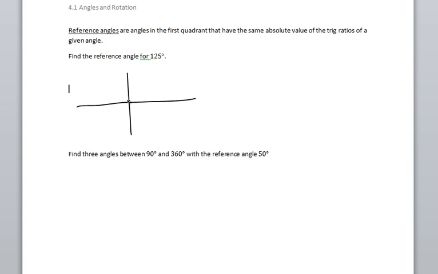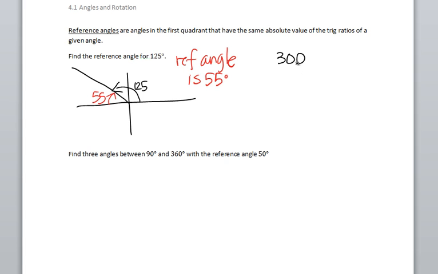That's in quadrant 2, right? So this roughly is a 125 degree angle. So to find the reference angle, what I do is I look to see what its supplement is, in this case, like the distance from basically the x-axis to the terminal side, right? And so in this case, 180 minus 125 is 55, right? So the reference angle is 55 degrees, okay?